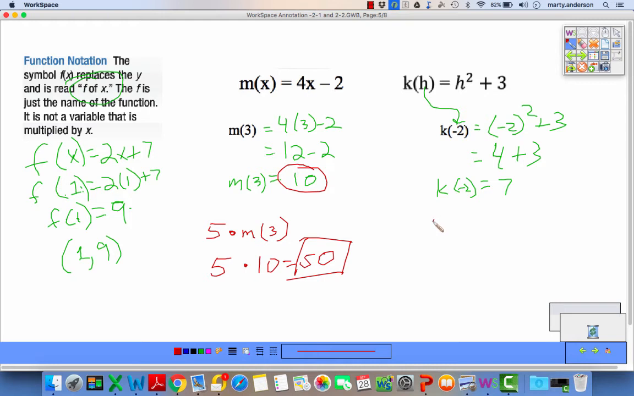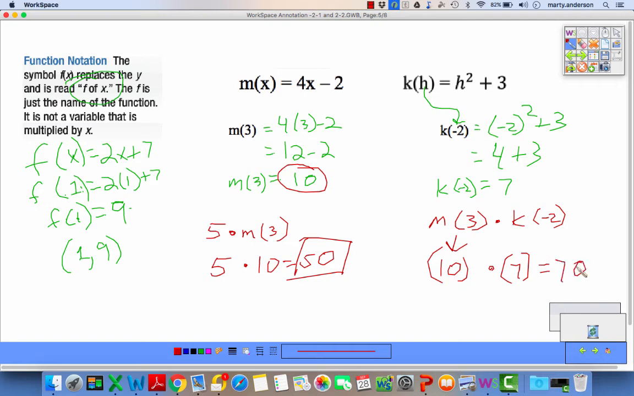Or what if you had m of 3 times k of negative 2? Well, first we figure out what m of 3 is. In this example, it's 10. And then we figure out what k of negative 2 is. It's 7. And my answer is 70.